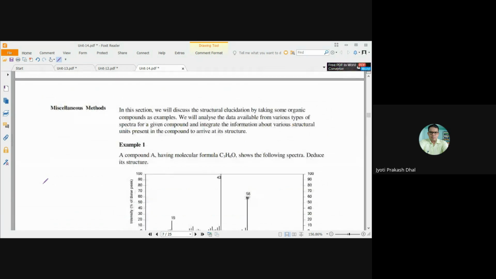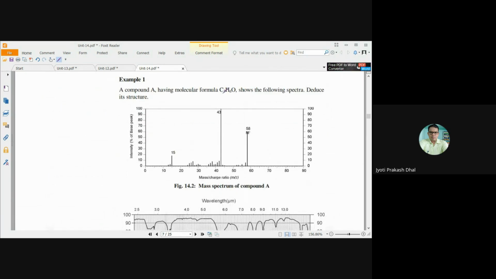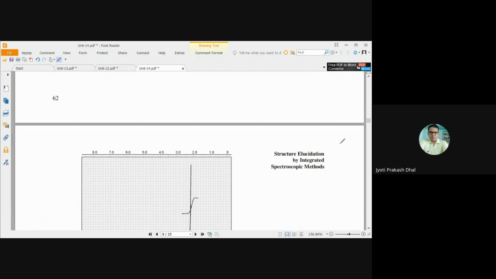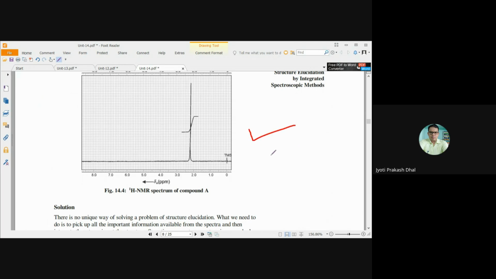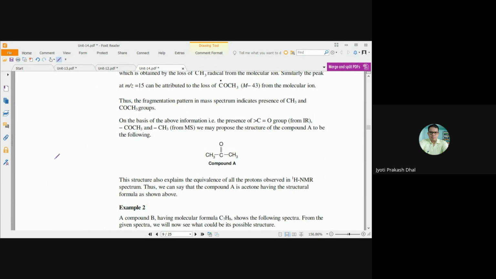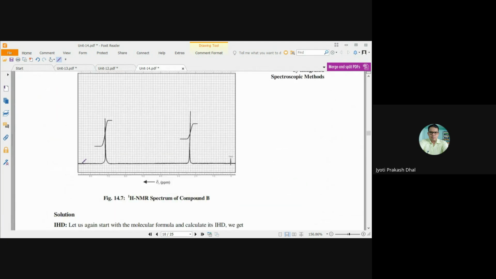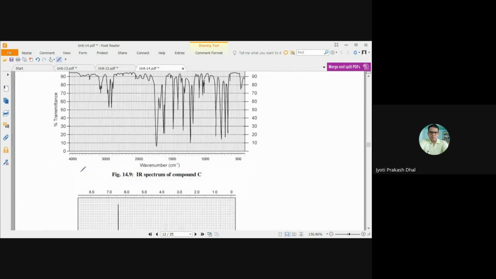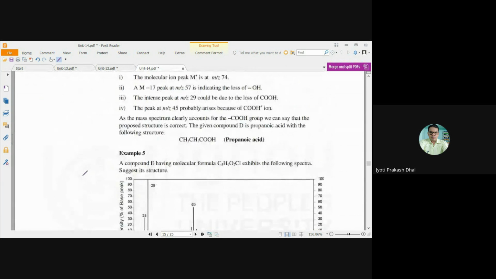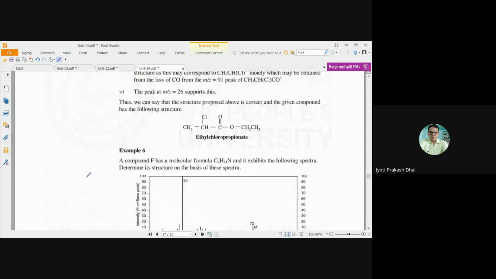Now, structural elucidation of organic molecules. Here, a compound having a molecular formula C3H3O shows the following spectra; deduce its structure. A mass spectrum is given, its IR spectrum is given, and its NMR spectrum is given. From all three spectra, we have to find out the structure of the molecule, or the structure of the analyte. You can easily go through all these examples. You can easily elucidate the structure and the molecular formula of the analyte also. So all these examples are here.